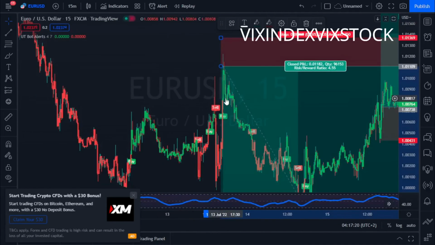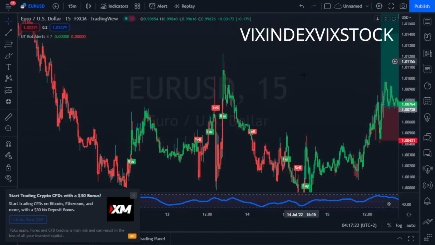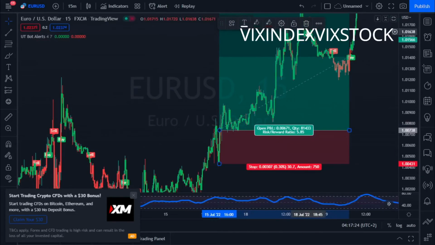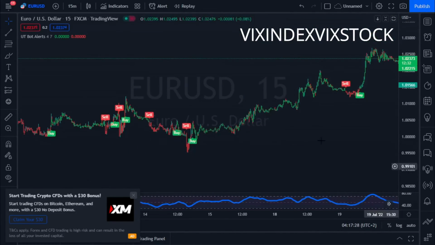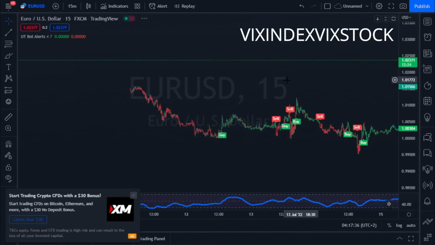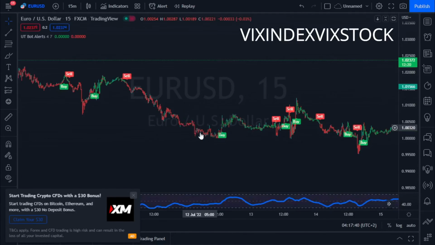And as long as the trend is still going up, let me just delete this. As long as that trend is still going up, you are still looking for buys. When it says buy, you buy. When it says sell, you close your trade. If the overall trend is selling, the moment it says sell, just sell. The moment it says buy, you close the trade. You wait for another sell. So that's how you play around with this system.